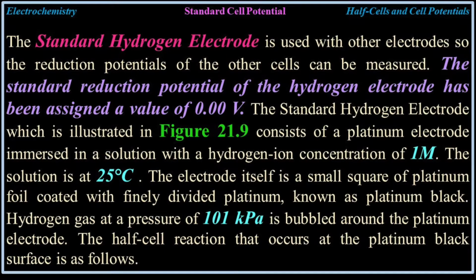The electrode itself is a small square of platinum foil coated with finely divided platinum known as platinum black. Hydrogen gas at a pressure of 101 kilopascals or 1 atmosphere is bubbled around the platinum electrode. The half cell reaction that occurs at the platinum black surface is as follows.